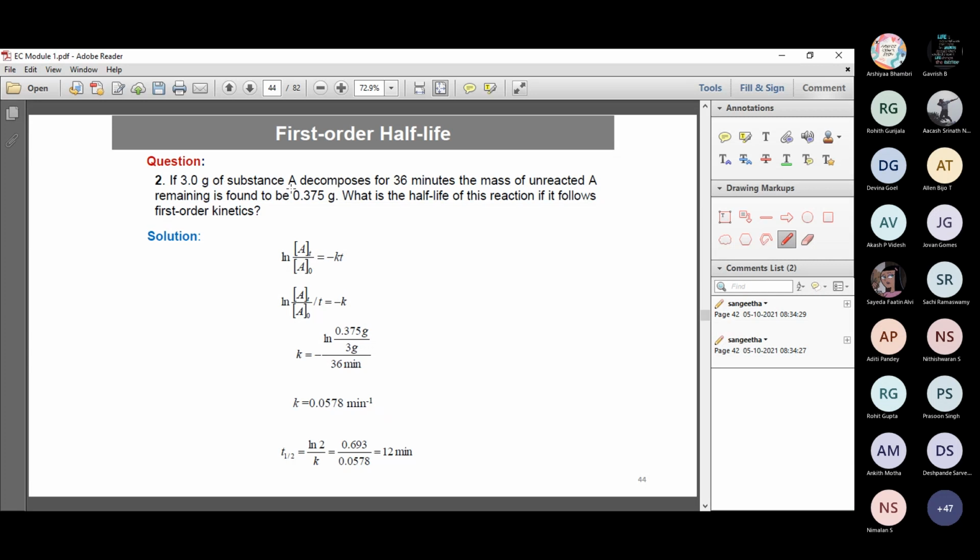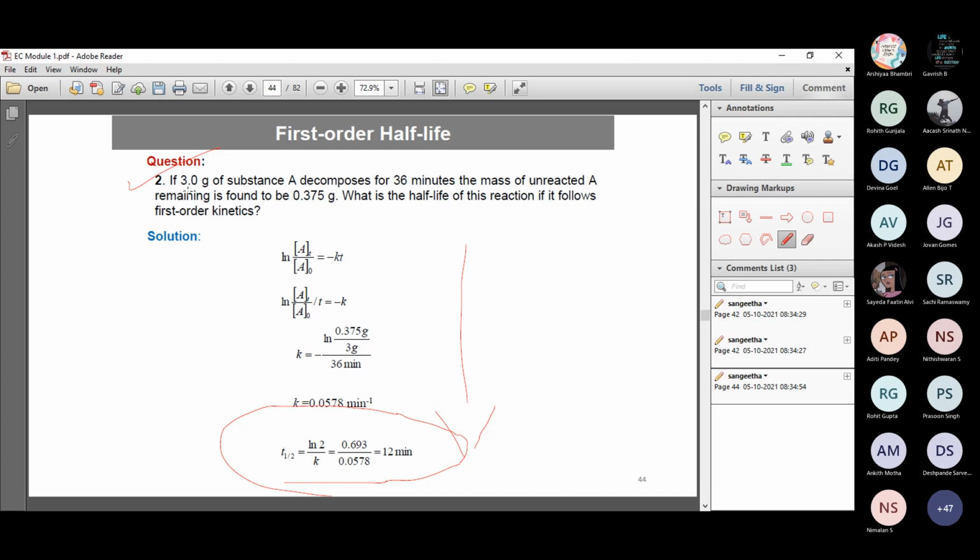If 3 grams of the substance A decomposes for 36 minutes, the mass of unreacted A remaining is found to be this much grams. So what is the half-life of the reaction if it follows first order kinetics? Identify the clue in this question, proceed, and finally get the answer. Again, they have asked you what is the half-life. So follow this and then do it. Okay, this is one method of doing it.